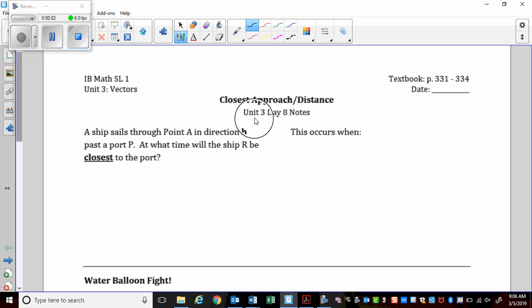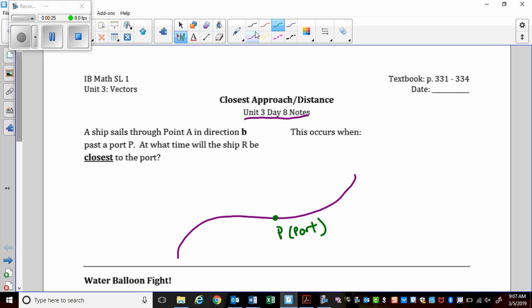Good morning. This is Unit 3, Day 8 notes, and we're going to go over how to find the closest approach. So this says a ship sails through point A in direction of B past port P. So I'm going to put P as maybe like right here, port. And my ship is sailing, doesn't matter, this way maybe, and this is my direction from point A. And we want to know when this is the closest to the port. Well, we know that this is going to be the closest.